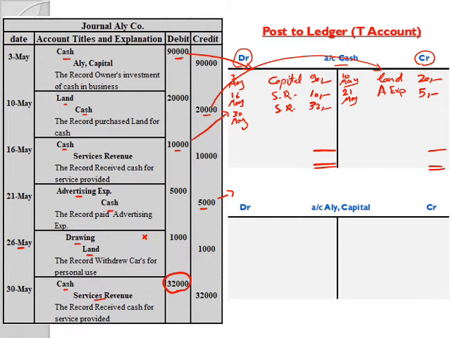We calculate the debit side: 90,000 plus 10,000 plus 32,000, total debit side 132,000. Credit side, 20,000 plus 5,000, 25,000 total credit side.